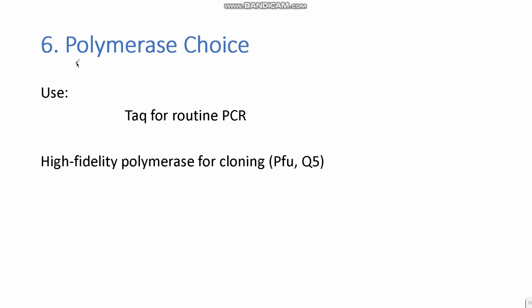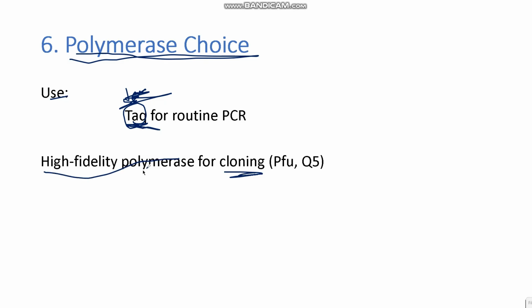And polymerase choice. In routine we mostly use Taq, because it can bear the denaturation step and doesn't degrade at that temperature. And if we are going towards cloning, then we choose a high fidelity polymerase, like Pfu or Q5.